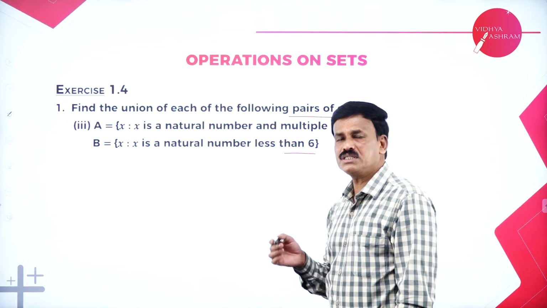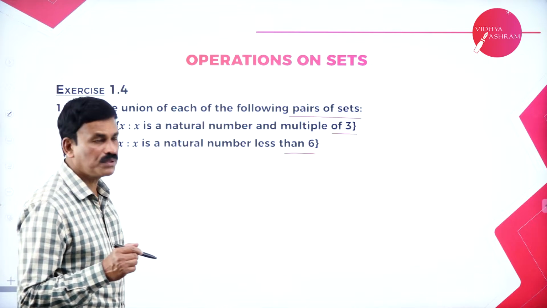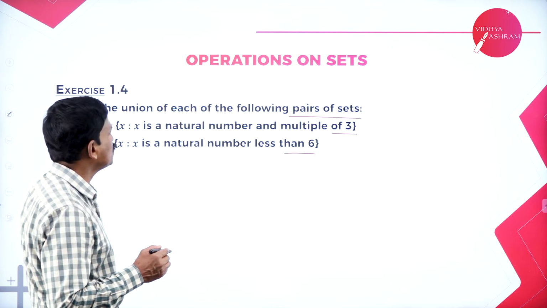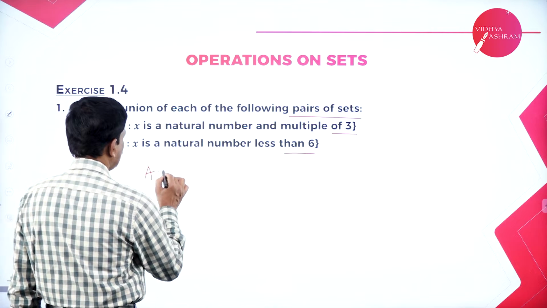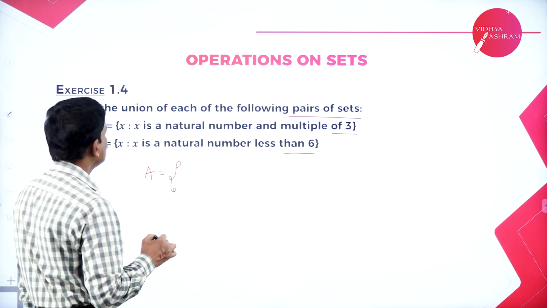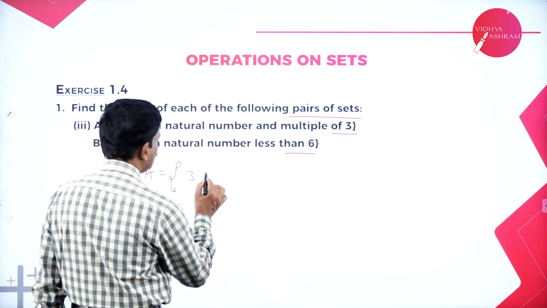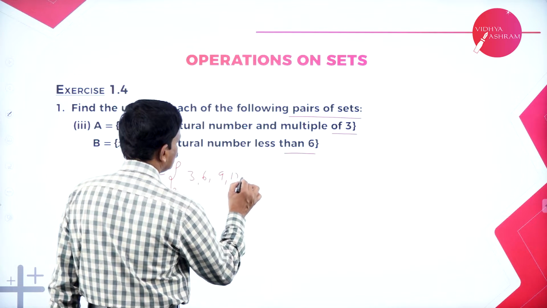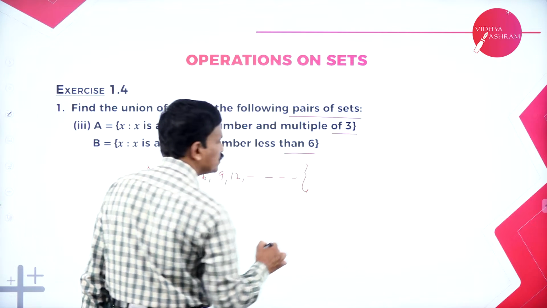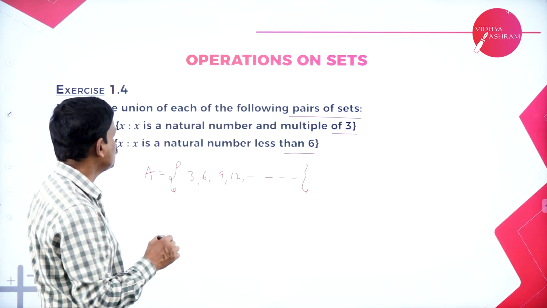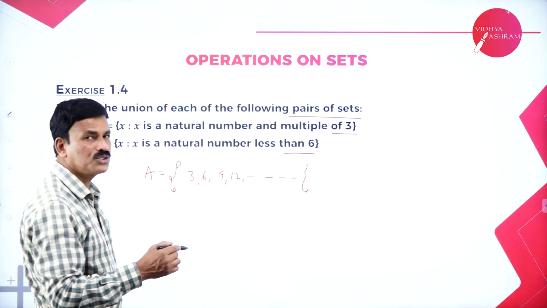Before writing the union, just write down the elements of the sets A and B. What is x? x is a natural number and multiple of 3. So this is an infinite set. A is equal to x is a natural number and multiples of 3. The multiples of 3 are 3, 6, 9, 12, etc. These are all the multiples of 3. 3 ones are, 3 twos are, 3 threes are, 3 fours are, 3 fives are, like that. 3, 6, 9, 12, etc.